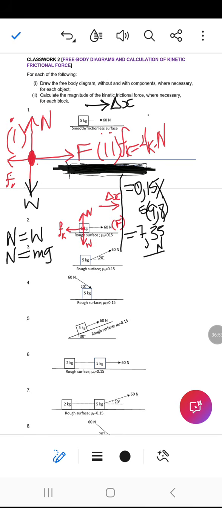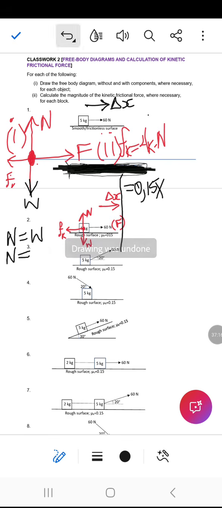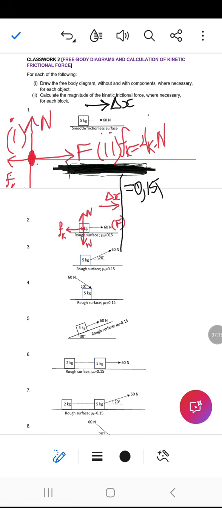I hope, guys, you are copying this, and I hope you are understanding. If you're not understanding, try to rewind the video so that you understand the concept. You are free to pause so that you can copy the calculation and the free body diagram. I'm going to rub this out so that we can do our next scenario, diagram number 3.